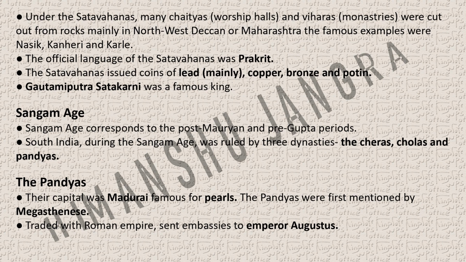The official language of the Satavahanas was Prakrit. The Satavahanas issued coins mainly of lead, copper, bronze and potin. Gautamiputra Satakarni was a famous king.